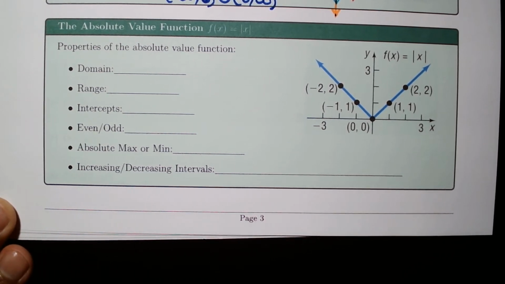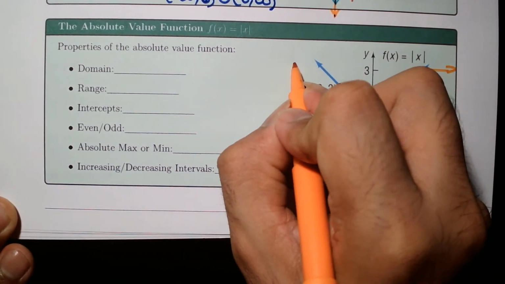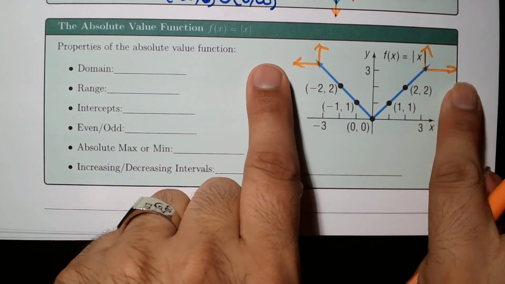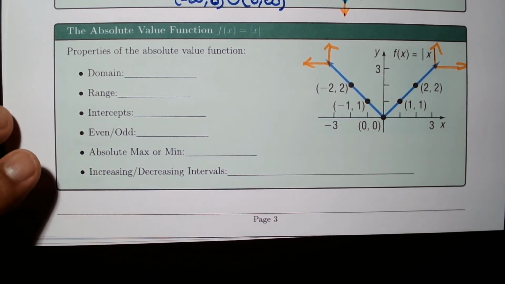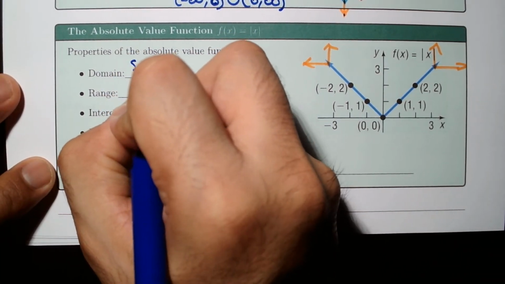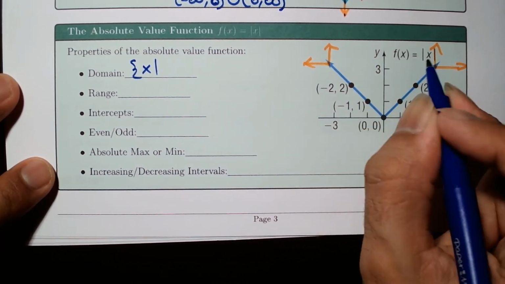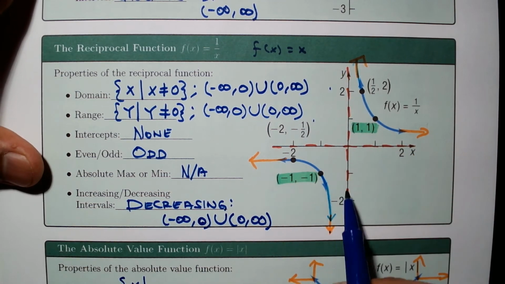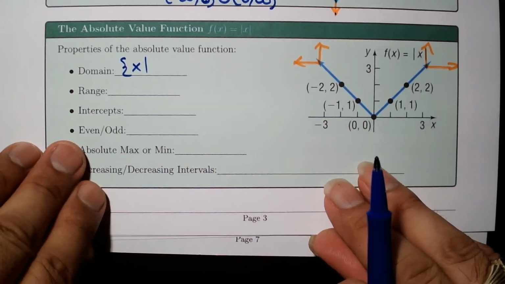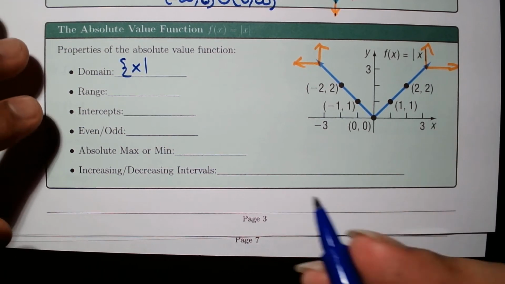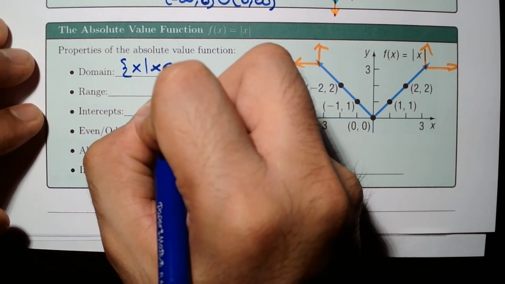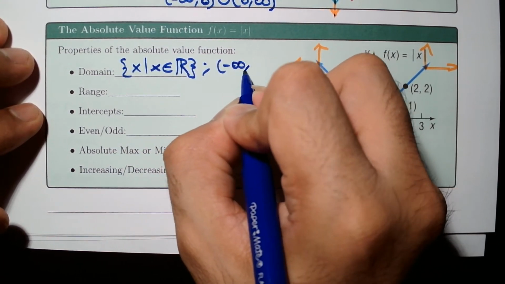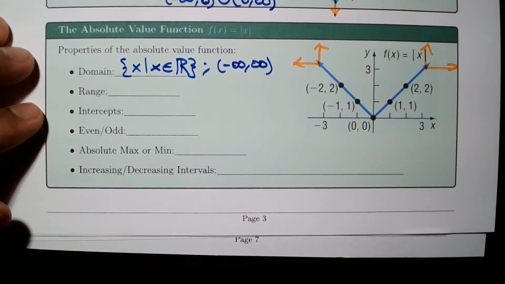Alright, so let's find the domain. Again, we're going to use the same trick. In this case, the extension of these arrows tells us that the domain is all real numbers. There are no interruptions, right? Like in the previous graph, there was an interruption here due to the vertical asymptote. But in this case, for the absolute value function, we don't have that asymptote. So x belongs to the set of all real numbers. Using interval notation, this is negative infinity to positive infinity.